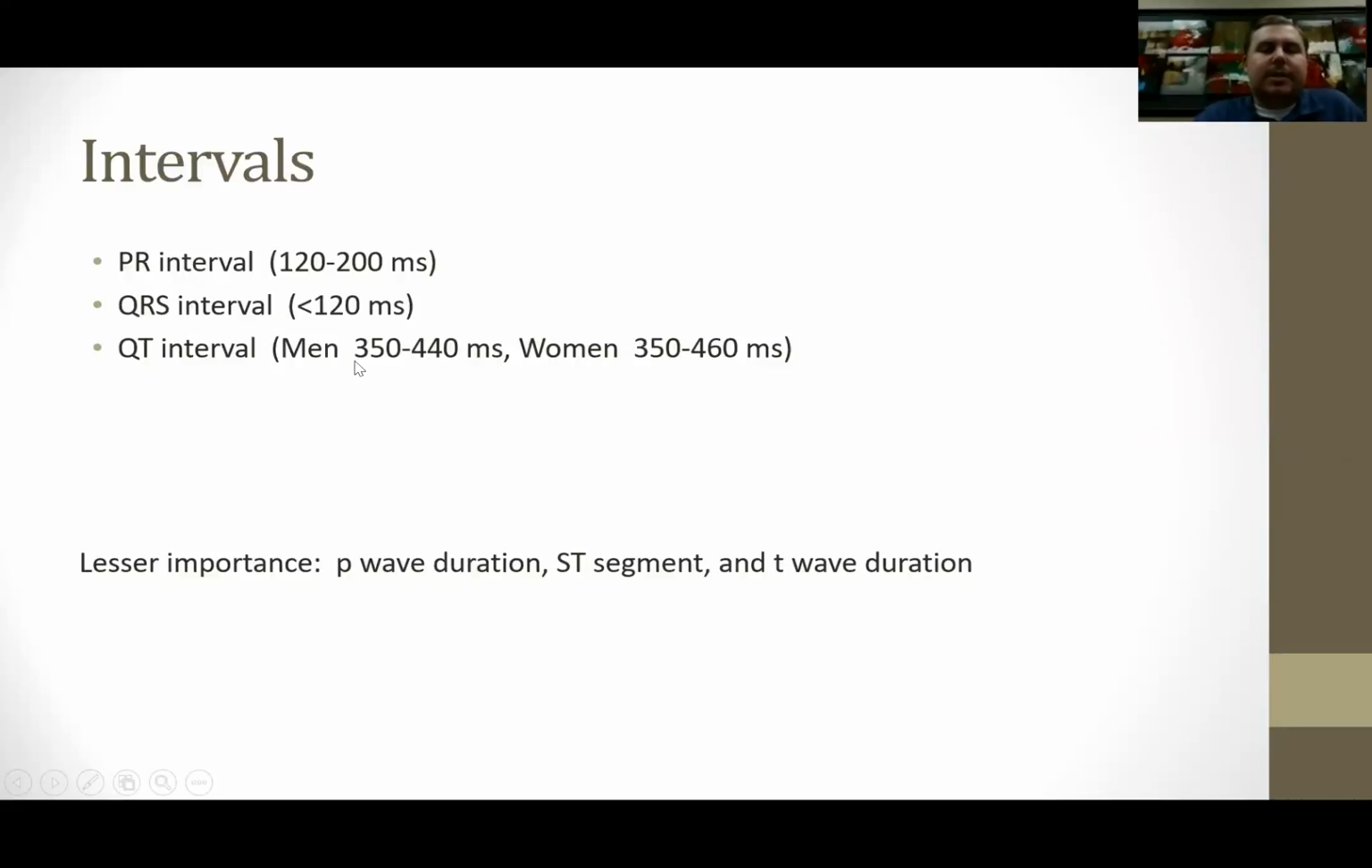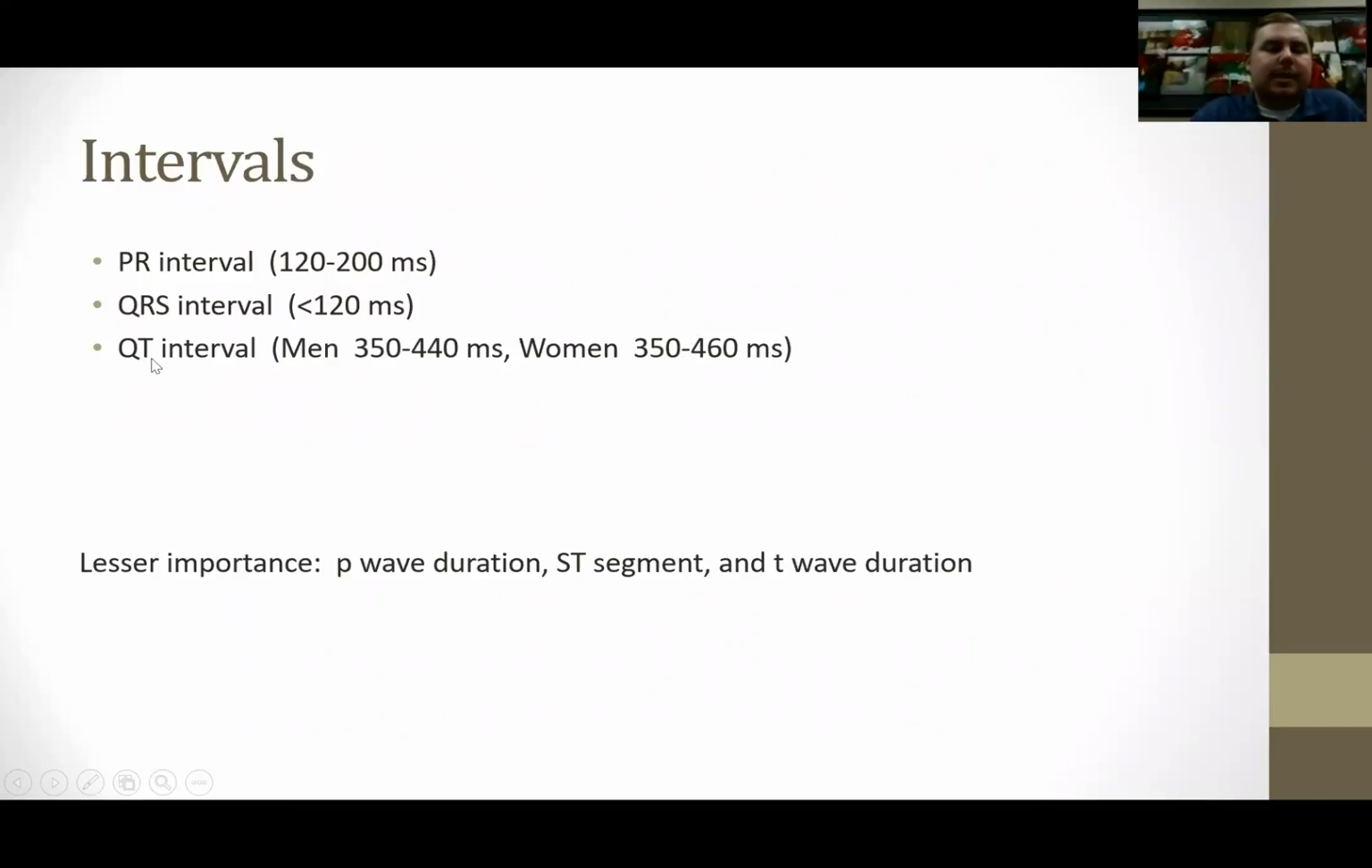Then third is our QT interval. That's measured from the beginning of the QRS to the very end of the T wave. And these don't have strict numbers for criteria. I'll show you a little method in a sec to determine what's too long. For men, they say normal is going to be 350 to 440 for a corrected QT, so you'll see QTC, and women 350 to 460.